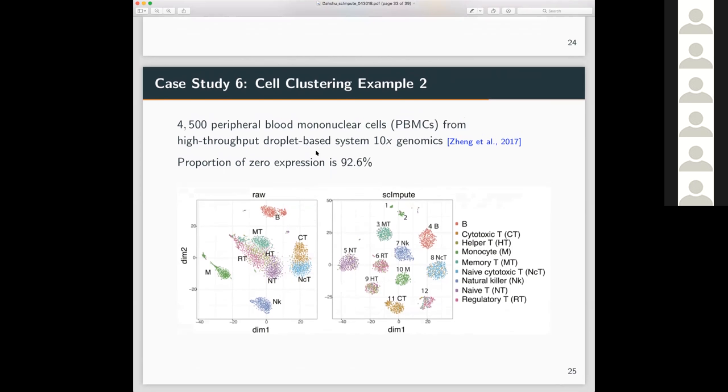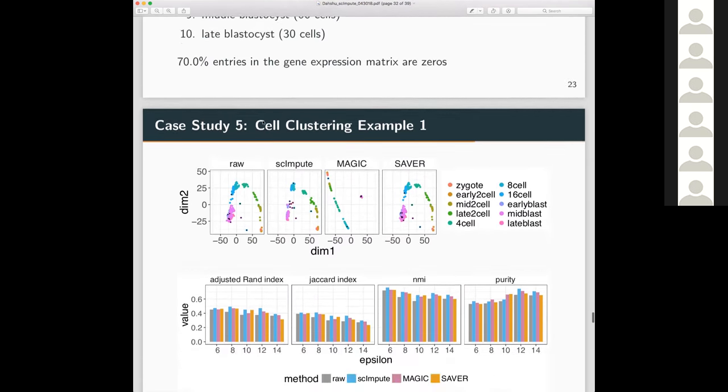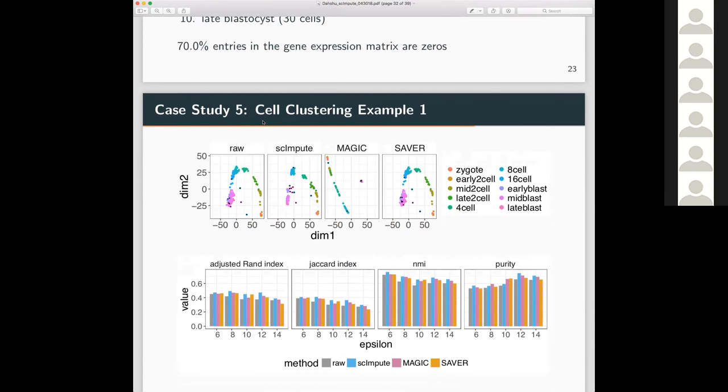Yes, so we actually perform a sensitivity analysis on both the number of clusters and the threshold for dropout values, based on our example here. Based on this data of mouse embryos, and we didn't list the results here, but it's in our paper. Basically, our conclusion is that scImpute is not very sensitive to the selection of the dropout threshold.